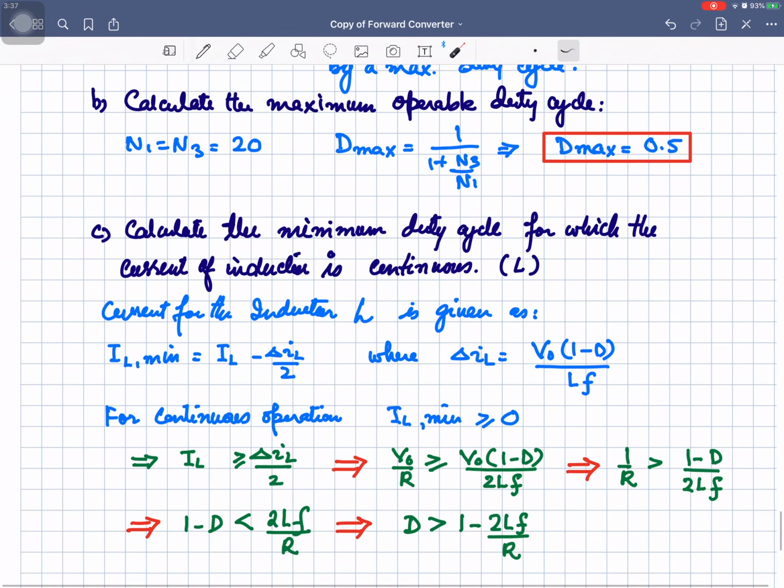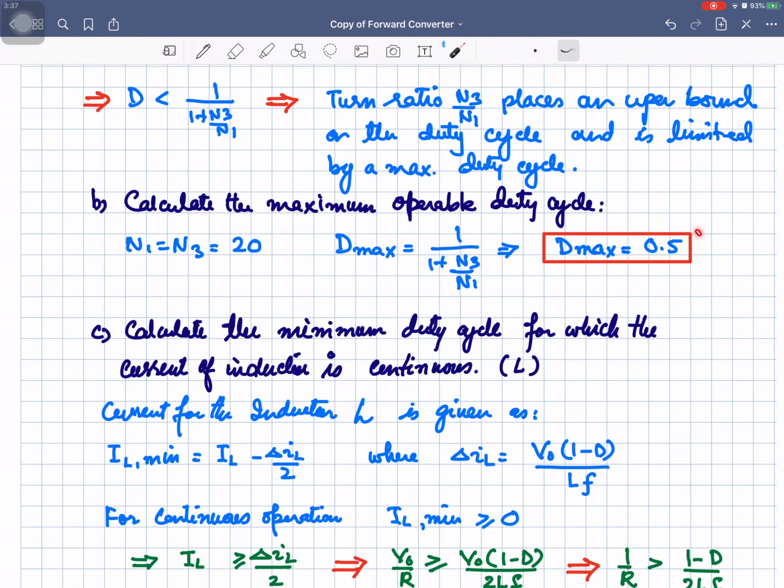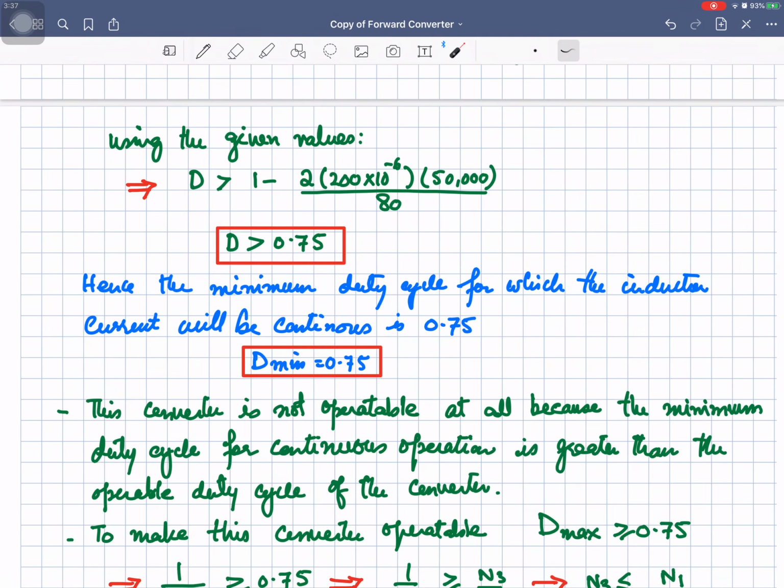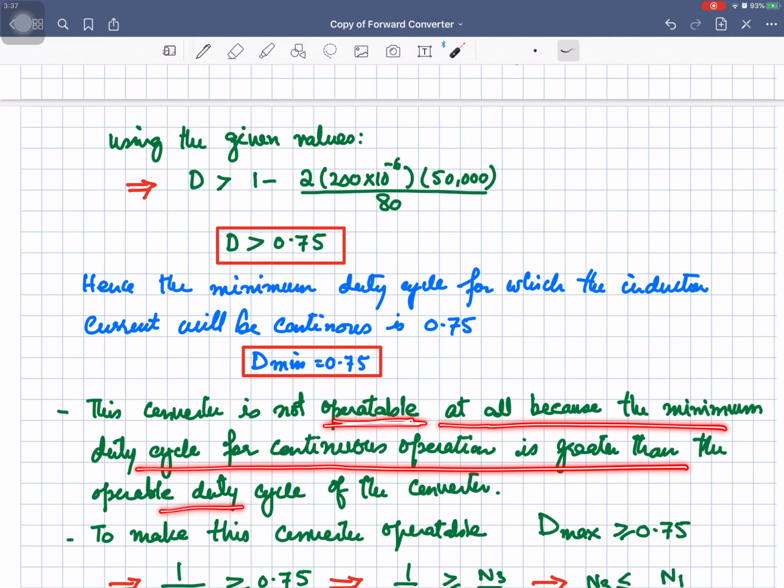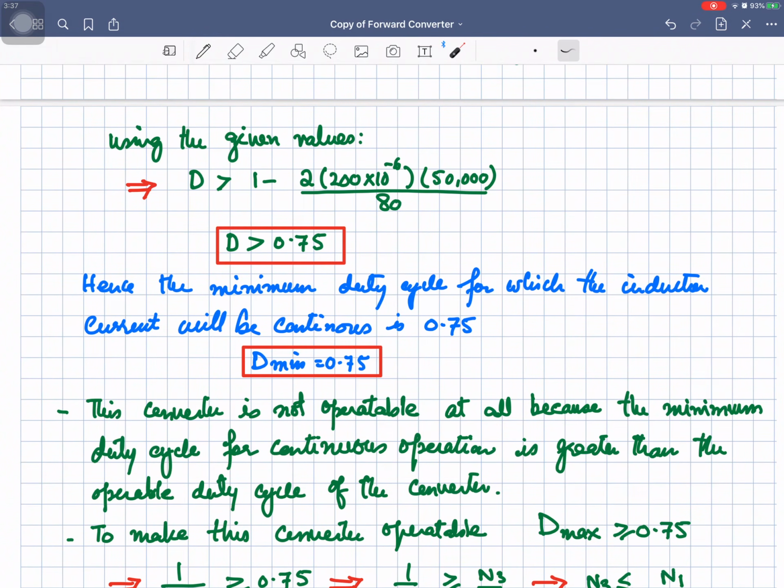But we have seen that if we take n3 by n1 equal to 1, D max comes out to be 0.5. Our duty cycle cannot be more than 0.5. But for continuous inductor current, it is coming out to be 0.75. It means the minimum duty cycle should be 0.75, so we cannot operate our converter like that. This converter is not operable in the continuous conduction mode of your inductor, because the minimum duty cycle for continuous operation is greater than the maximum duty cycle allowed by the turn ratio. So what will we have to do?